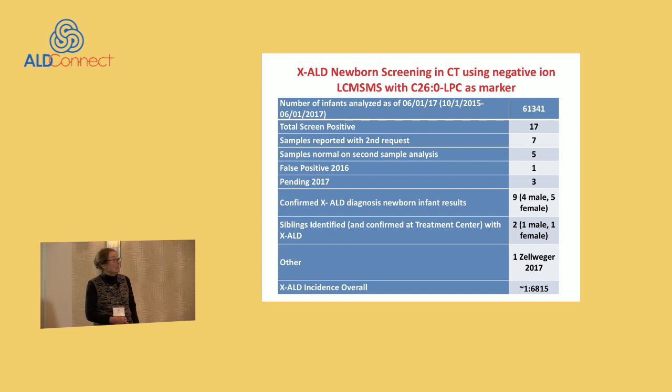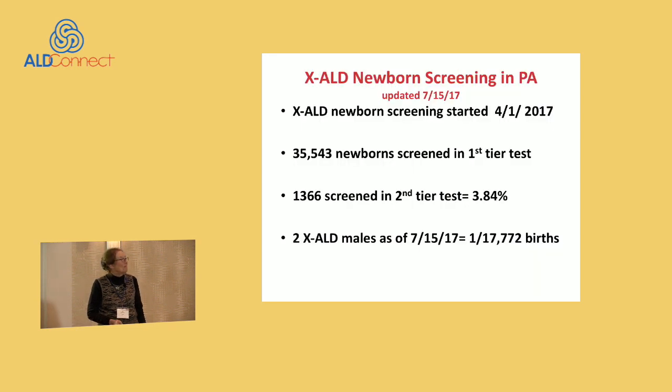And siblings, now this is an X-linked disorder, so these families go into genetic counseling, and there were siblings. There was 1 male and 1 female identified who were siblings of these babies. And there was 1 Zellweger spectrum disorder. So with a smaller number screened, you get a higher rate here. And it will take many years before Connecticut gets to the 880,000 that have been screened in New York.